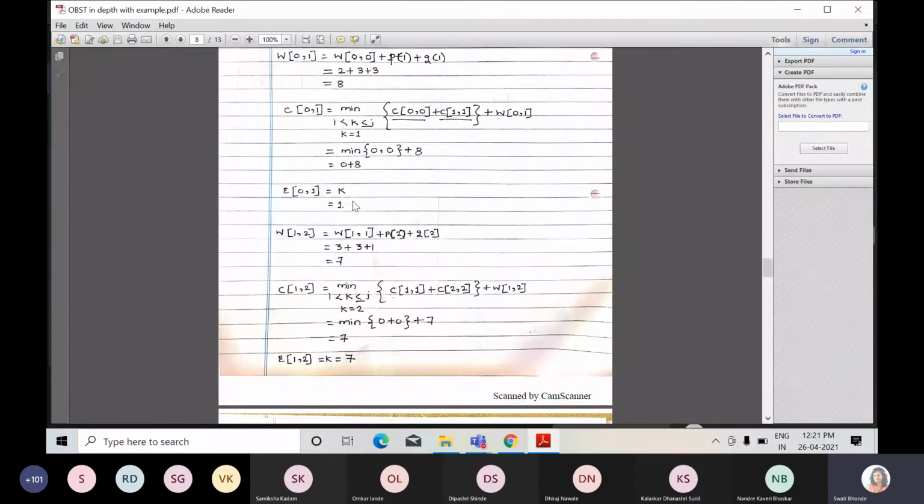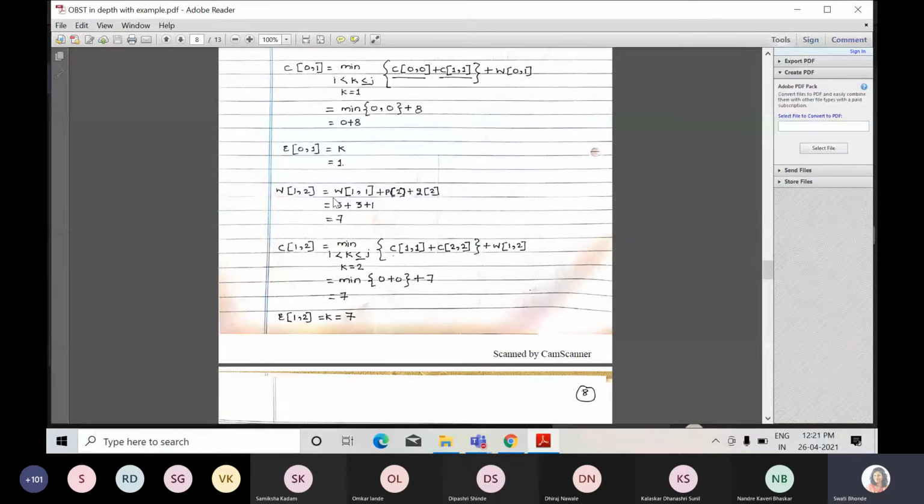ओके. आता W of 1 2, W of 1 2 कसं काढायचं, W of i comma j minus 1, j काय 2 आहे, 2 minus 1, 1. सो W of 1 1 प्लस P of j प्लस Q of j ना. तर P of j म्हणजे P of 2 आणि प्लस Q of 2. P of 2 आणि Q of 2 कुठून आणायचं, प्रॉब्लेम स्टेटमेंट मध्ये. प्रॉब्लेम मध्ये तुम्हाला P आणि Q अरे दिलेला आहे ना. ओके. सो P of 2 is 3 आणि Q of 2 is 1. सो that's why W of 1 2 is 7.